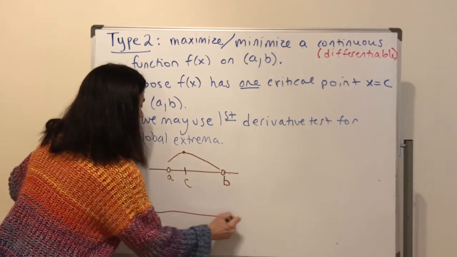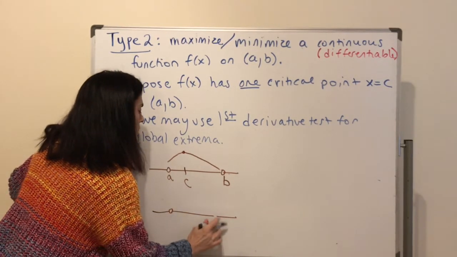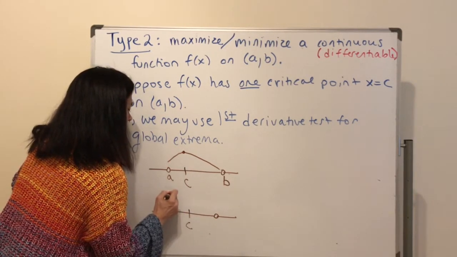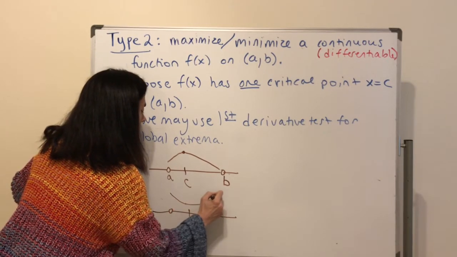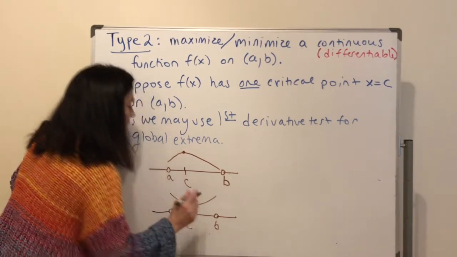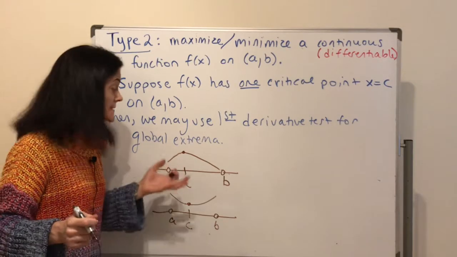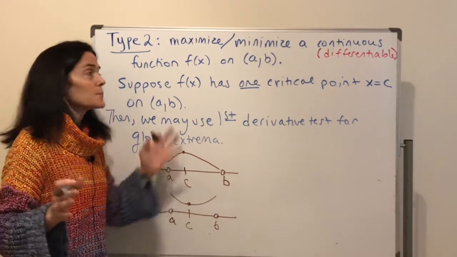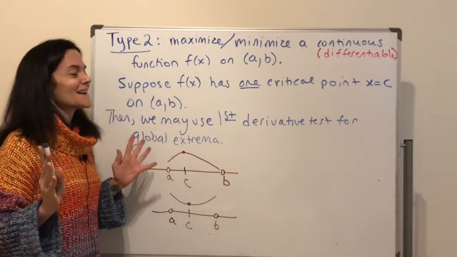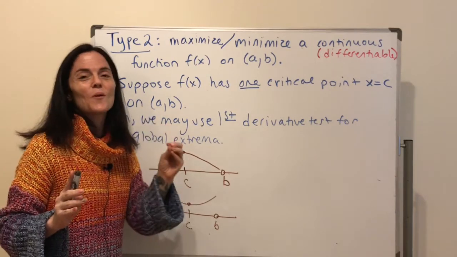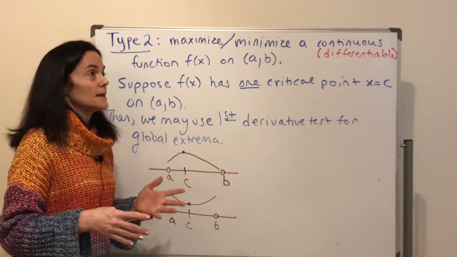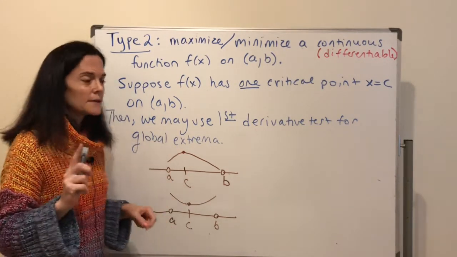Or similarly, if the function is decreasing and then increasing, and our only critical point is at c, and here's the interval a to b, well, you see, it's a local min by the first derivative test, but because it's the only critical point, first derivative test will tell you it is a global min. And so this is very nice. When we are in the case of one critical point, we may use the first derivative test to conclude that we have a global or absolute max or min.